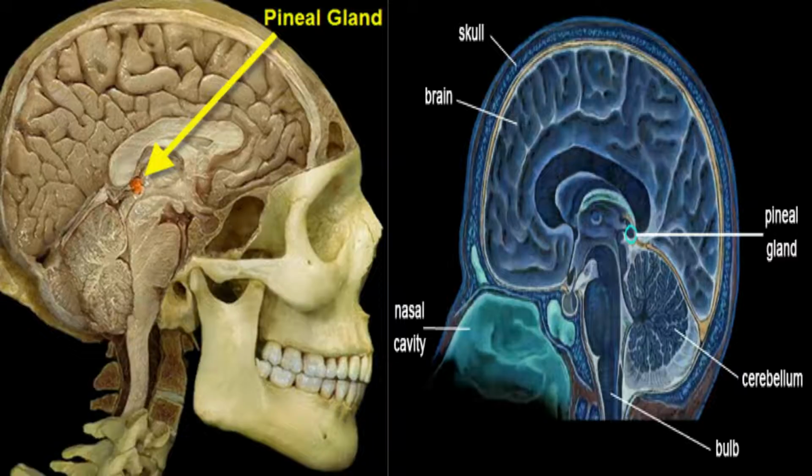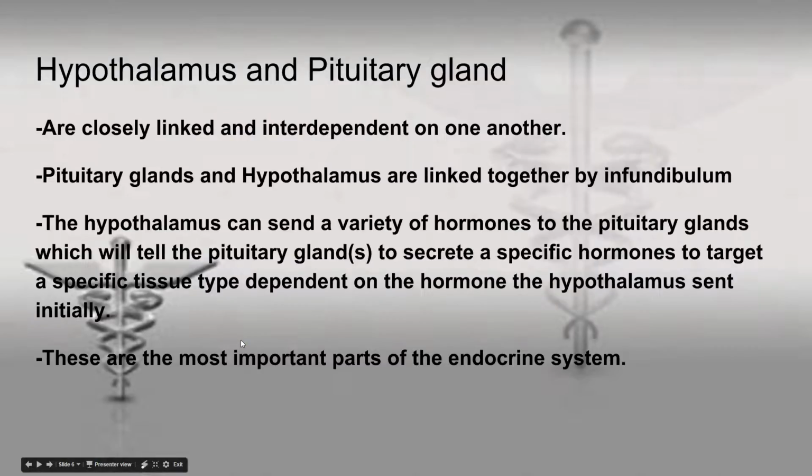The next set of glands are the hypothalamus and the pituitary glands. These glands are closely linked together because their functions are closely linked. The pituitary gland has two parts, the anterior and posterior pituitary. Their jobs vary depending on the hypothalamus. The hypothalamus serves as a gateway for the brain to control the endocrine system.